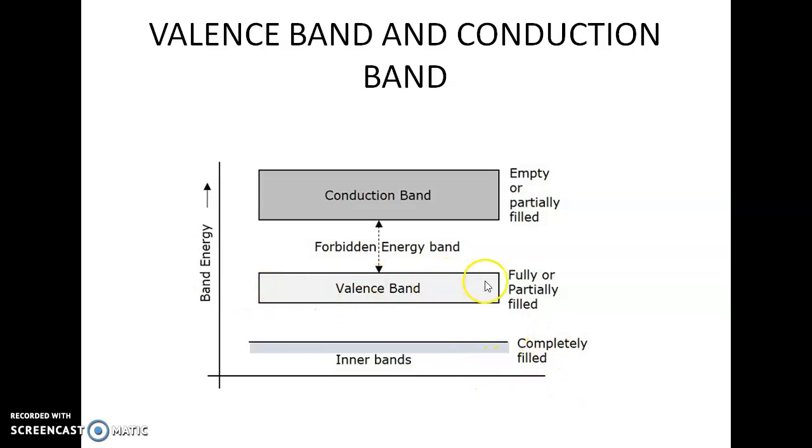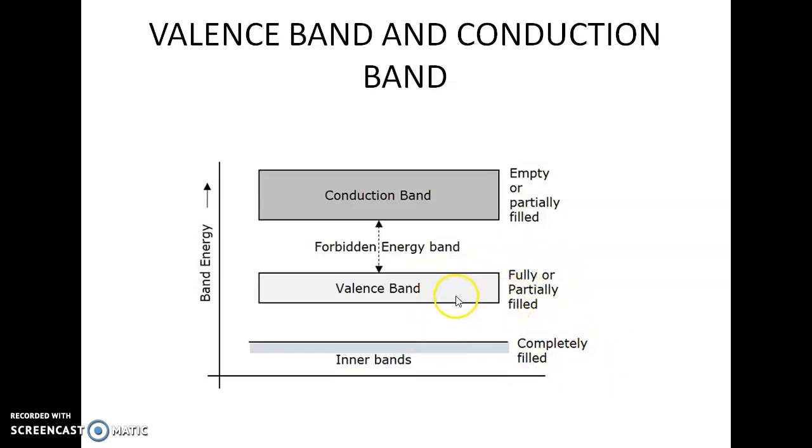And now we are seeing the valence band. The valence bands correspond to valence electrons. You can see this valence band is either fully filled or partially filled. What is the valence band? The valence band is the number of energy levels occupied by the valence electrons. So that is known as the valence band. Either it is fully occupied or partially filled. But if you see the inner bands, all are completely filled. But if you consider a valence band, it is either fully filled or partially filled.